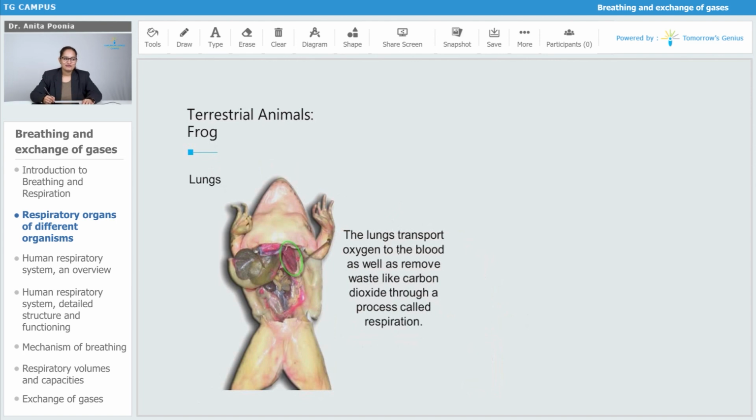The lungs of a frog, let us see. The lungs transport oxygen to the blood as well as remove the waste like carbon dioxide through a process called respiration, and these are the lungs of the frog.